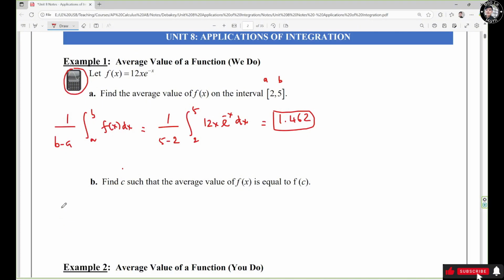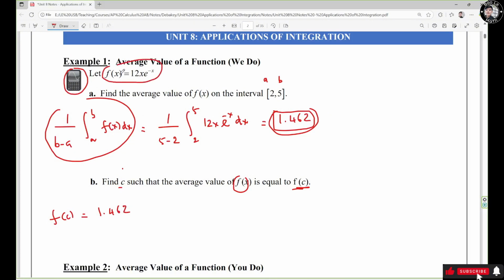Now question B. Find the number c such that the average value of f(s) is equal to f of c. So you have f of c equals this one right here, which is 1.462. But the function f of s is right here, so substitute c for s. So you have 12c times e raised to the negative c equals 1.462.